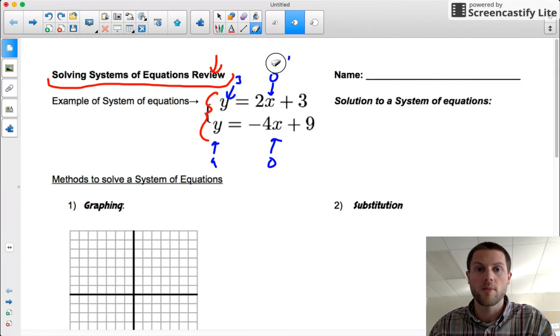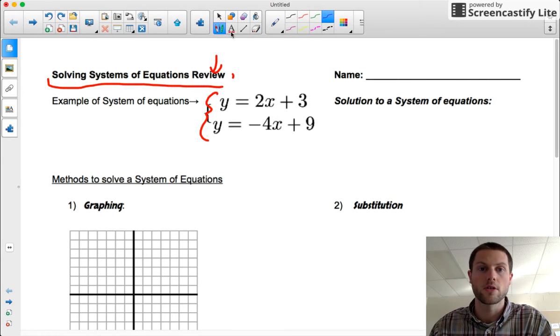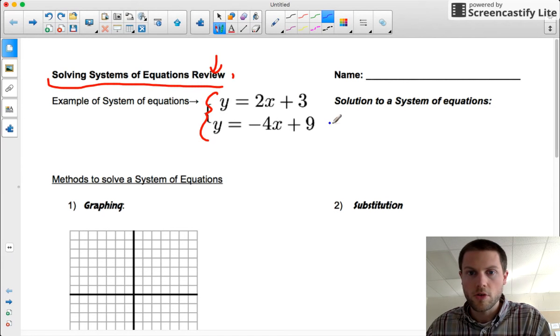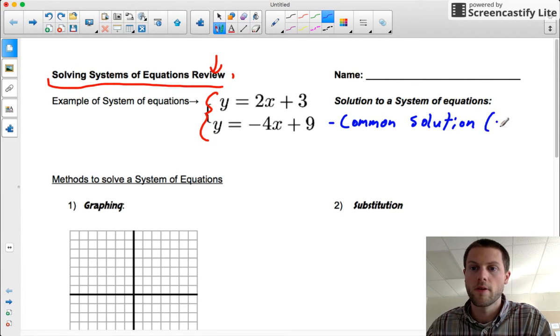To solve a system, I want to find an ordered pair that makes both equations true, or a common solution between both equations. So a solution to a system of equations is a common solution in xy to both equations.